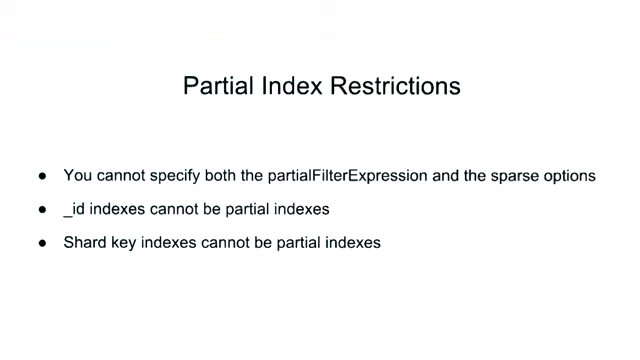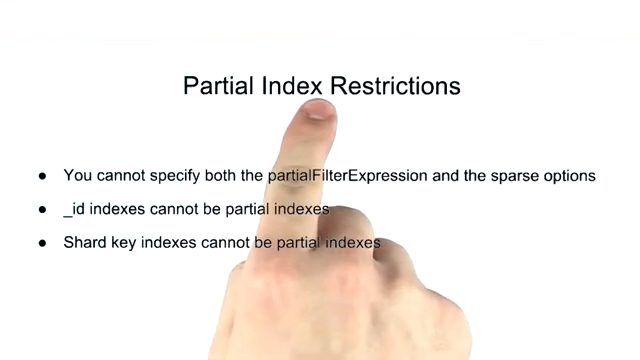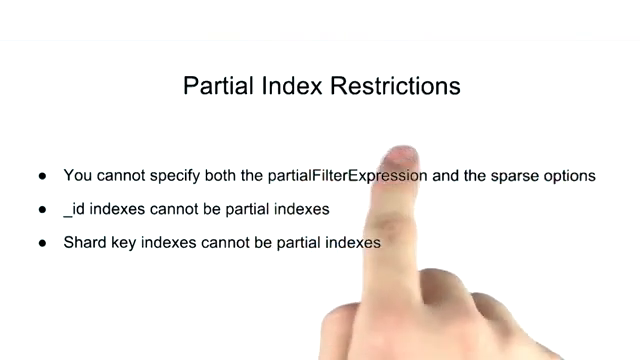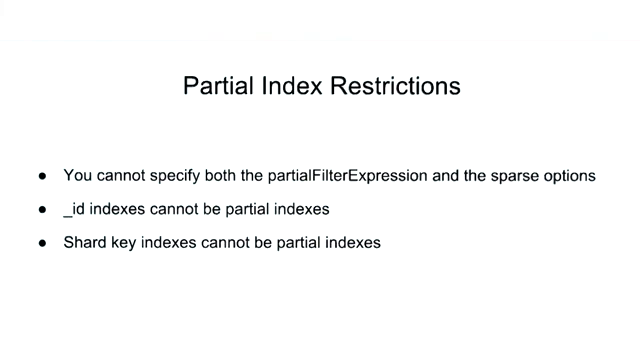Let's take a moment to discuss some of the restrictions of partial indexes. We cannot specify both a partial filter expression and the sparse option. And that's okay because we can actually make a sparse query with a filter expression. We also can't make our _id index partial, because every document has to have an indexed _id field. And finally, we cannot have our shard key be a partial index.